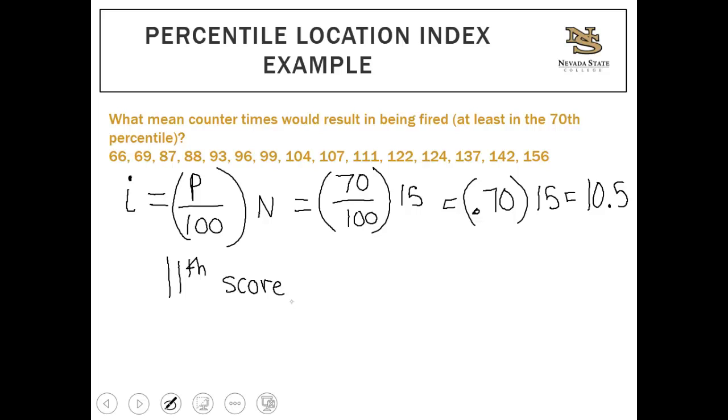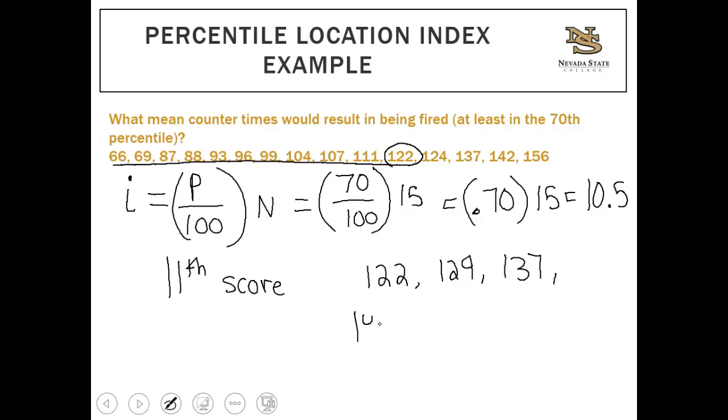So let's see. First, second, third, fourth, fifth, sixth, seventh, eighth, ninth, 10th. The 11th score is a 122. So we would be firing or giving training to the people that had a 122, a 124, a 137, 142, and 156 for their mean transaction time. So 1, 2, 3, 4, 5 people would be in question.